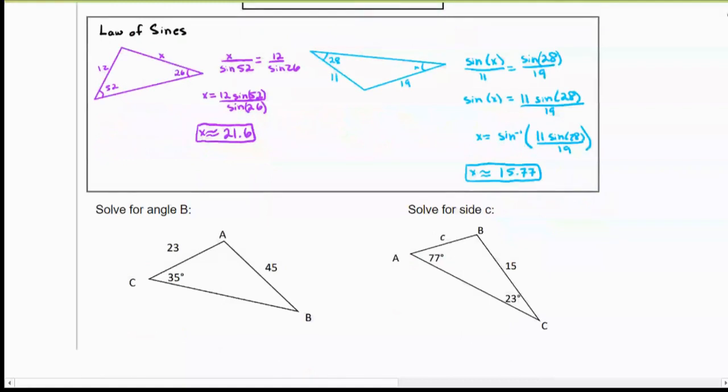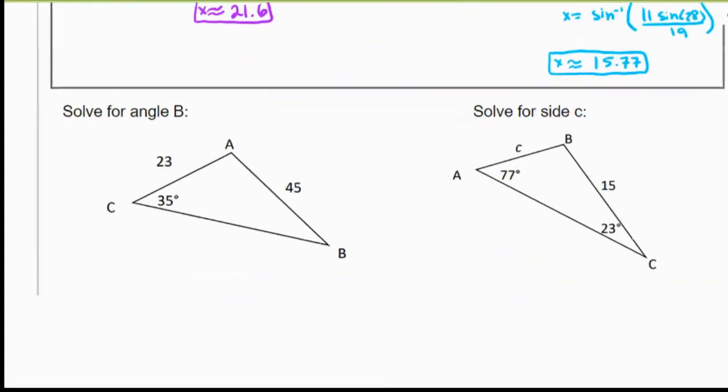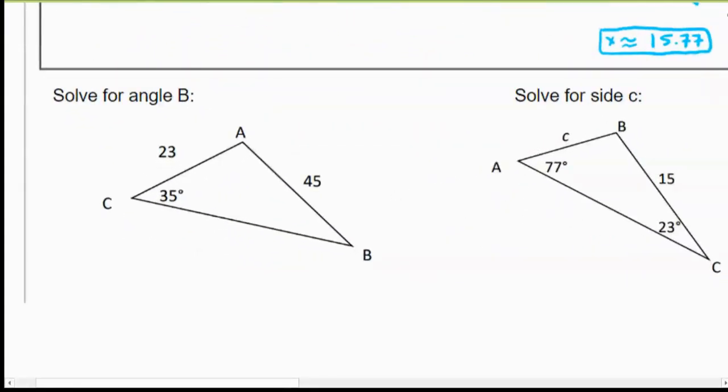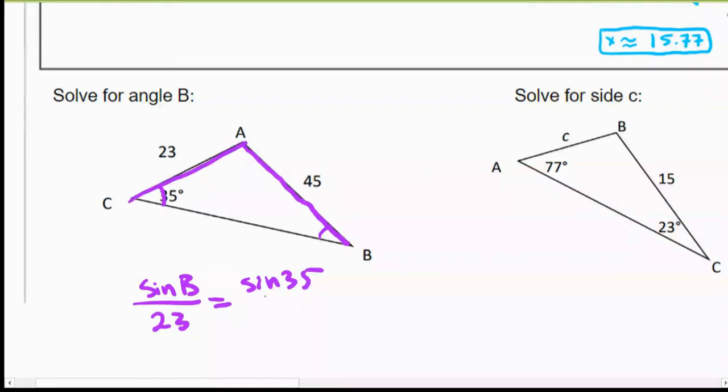So we've got two examples there, but we're going to go through here and solve for angle B on this bottom left one here. And I have this angle and this side, which these have to kind of correspond in the law of sines. And I am looking for angle B, right? So I'm going to say sine of B over the corresponding side, which is 23, equals sine of 35 over the corresponding side of 45. Now I'm just solving for B.